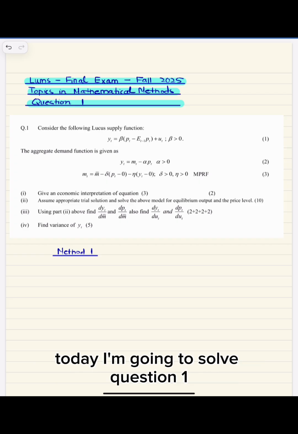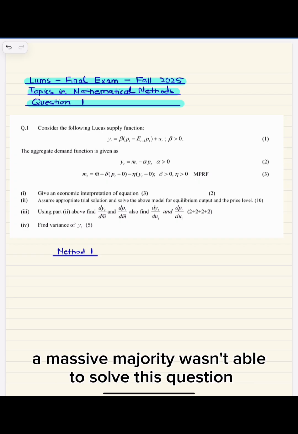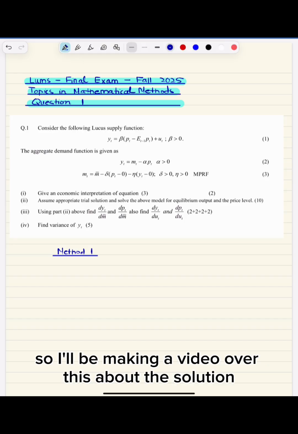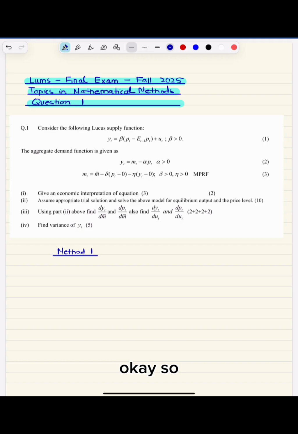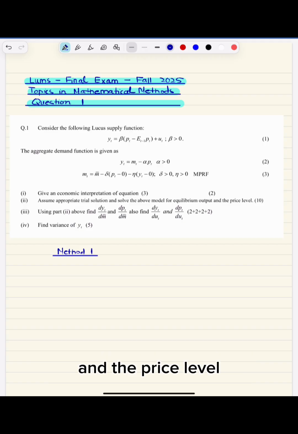Today I'm going to solve question 1 which was given in the final exam. A massive majority wasn't able to solve this question, so I'll be making a video over this about the solution. Okay, so we need to find the reduced form equations for output and the price level.